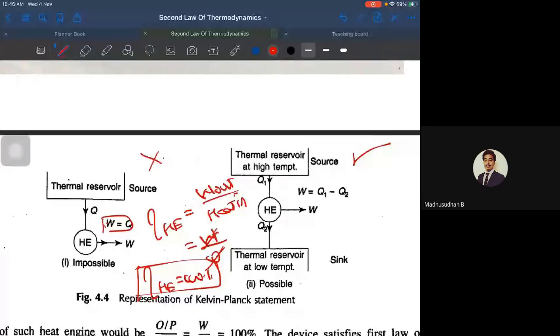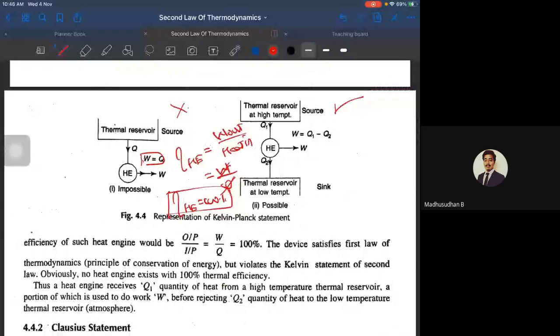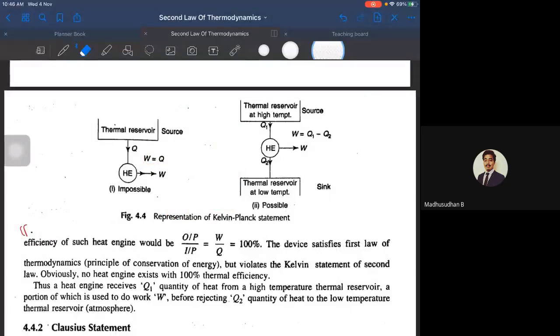Okay, so that is what he'll be illustrating further, I guess. Can anyone just read it? Nilesh Markle, read it from here. So the efficiency of such a heat engine would be output by input, which equals W by Q, equals 100%. The device satisfies the first law of thermodynamics, yes or no?